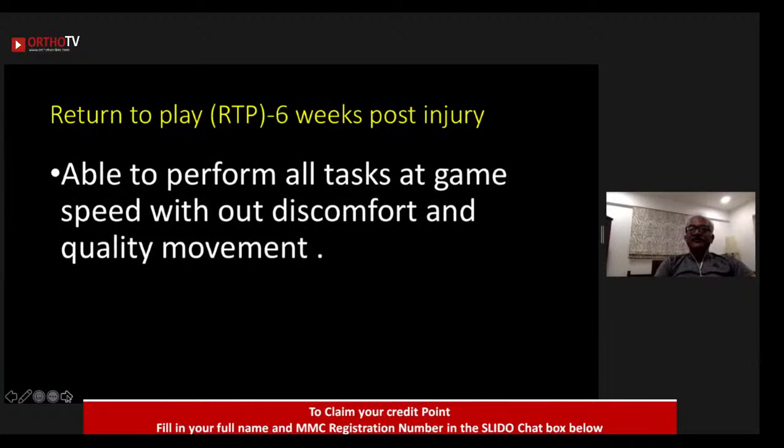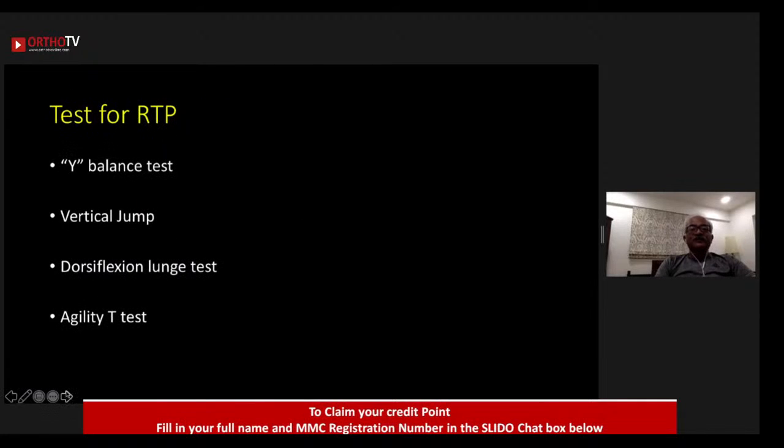Return to play usually is after 6 months post injury, when an athlete is able to perform all the tasks at game speed without any discomfort, and the quality of movement is good. So you've got to look for all these factors before you clear an athlete for return to play. The tests for return to play are the Y balance excursion test, vertical jump, dorsiflexion lunge test, and agility T test. I will not go into the details as there is a physio who is going to deliver the talk on this.